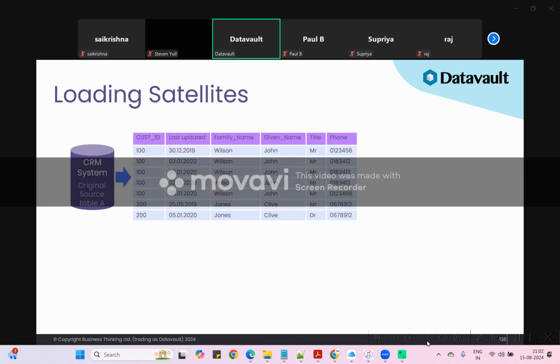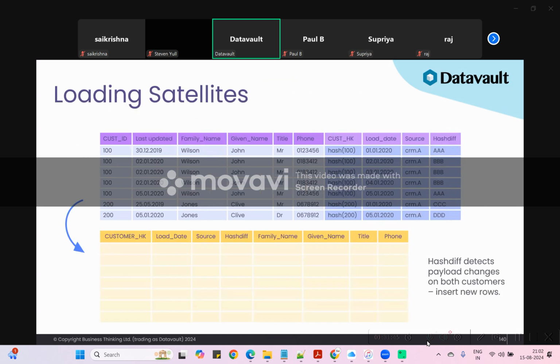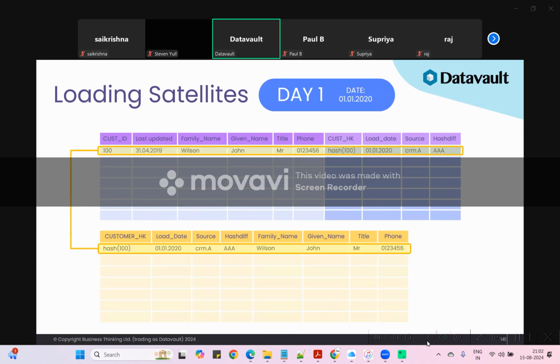Right, so let's see about loading satellites. We've got data, we're going to be adding these extra columns in the view, and we're going to be pushing that information into a satellite. One table, one satellite, remember, so there's no mixing of these. And basically we're going to insert rows into that satellite based on the loading pattern. So let's see, day one, we're told information about customer 100. As that's new, we would load that information into the satellite.